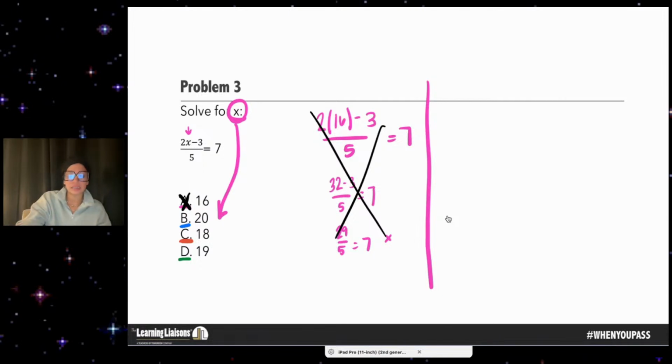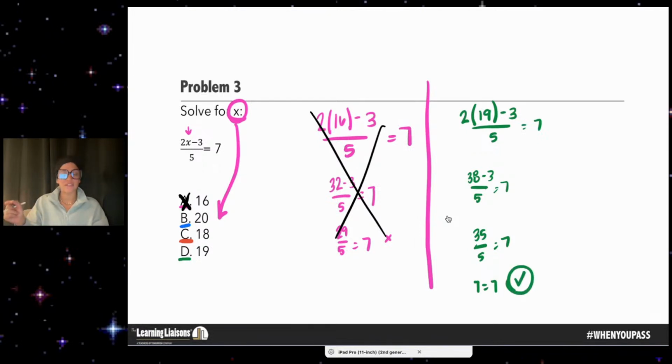Now, I'm going to do 19 only for the interest of time. We don't need to go through all the incorrect ones, but I want to show you what happens when we get the right one. So 2 times 19 minus 3 divided by 5 equals 7. 2 times 19 is 38. 38 minus 3 is 35. And 35 divided by 5 is 7. 7 indeed equals 7. So the correct answer here is going to be D because it creates a true statement.